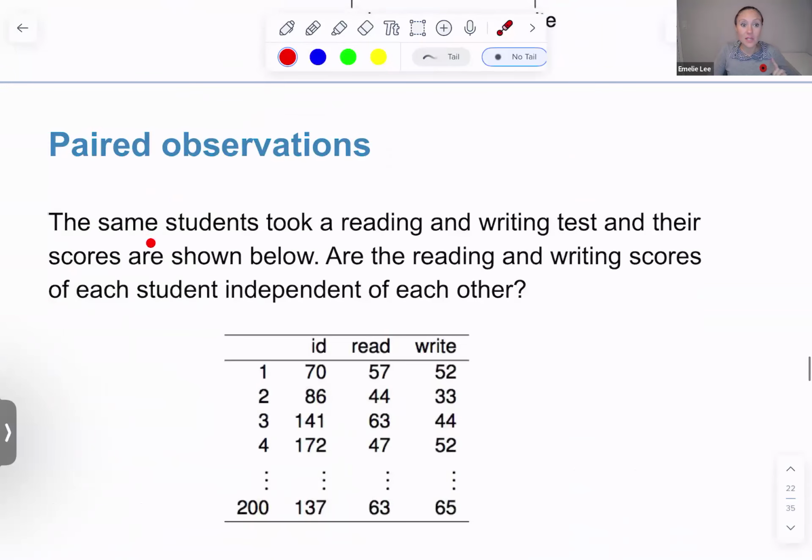The pickle is that the same students took a reading and a writing test, and their scores are shown below. Okay? Now, the question is, are the reading and the writing scores of each student independent of each other? They're not, right? Because they're paired.